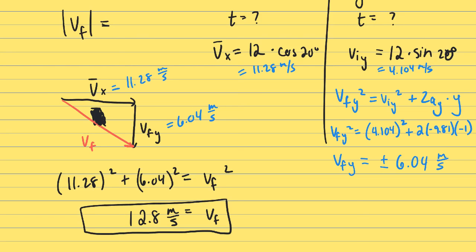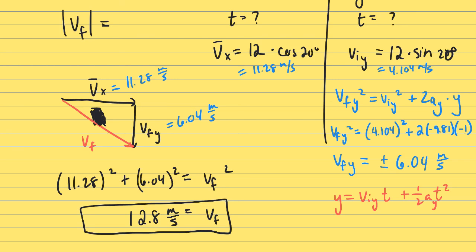So normally I would tell you to use this formula. I would say, oh, you know what? You know y. You know VIY. You don't know time. So let's go ahead and use this formula and find time. And that's what I would normally instruct you to do. Again, this is negative 1. This is 4.104. Negative 9.81. This is a quadratic. You could solve a quadratic.